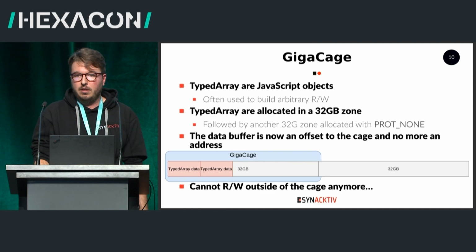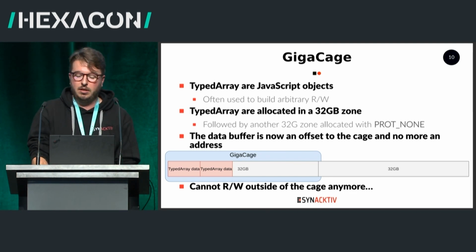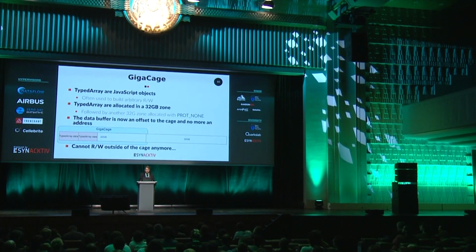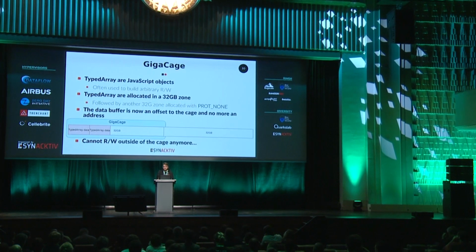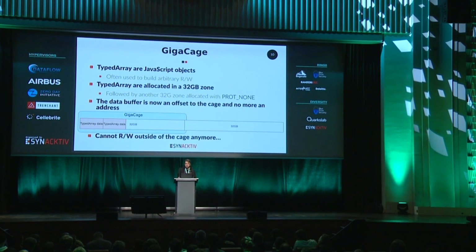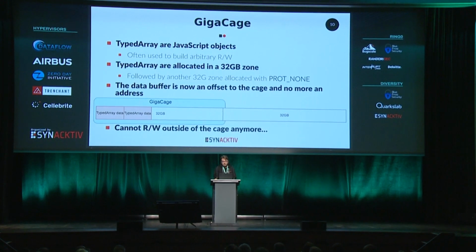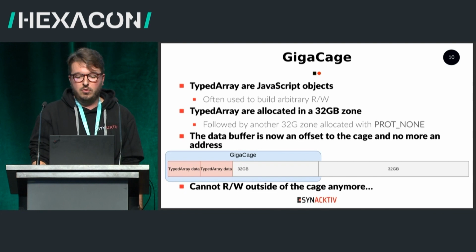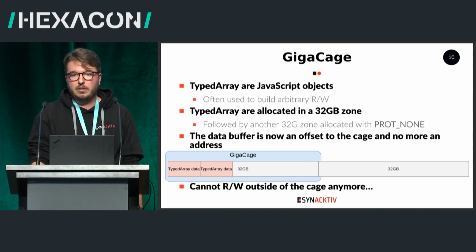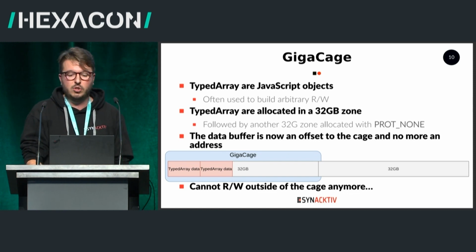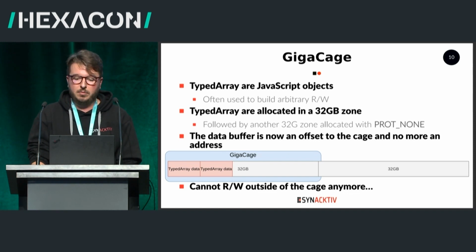And then Apple started to kill arbitrary read-write methods. The first mitigation that killed a method was the Gigacage. Before the Gigacage, attackers often used typed arrays, which are JavaScript objects used to read and write arbitrary bytes into a data buffer. So if attackers can corrupt the data buffer of a typed array, then attackers could usually read and write to arbitrary memory.